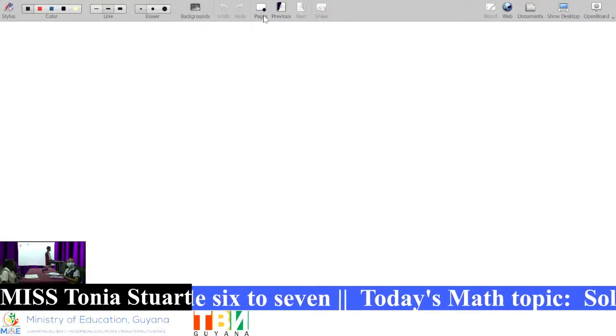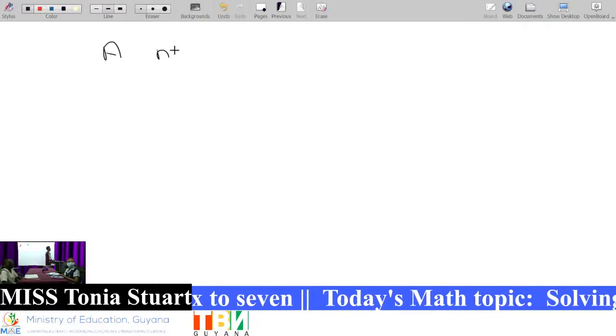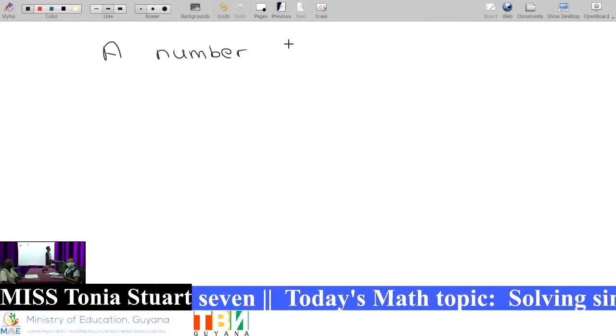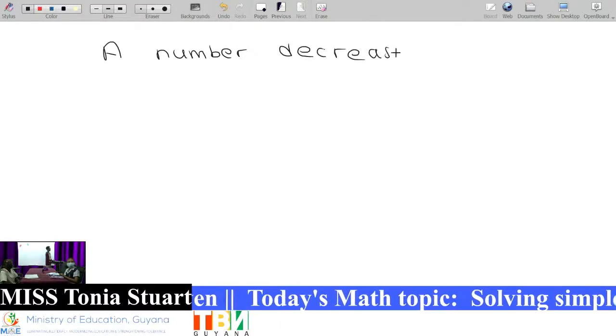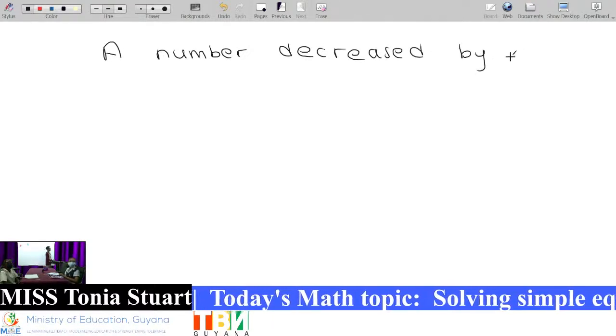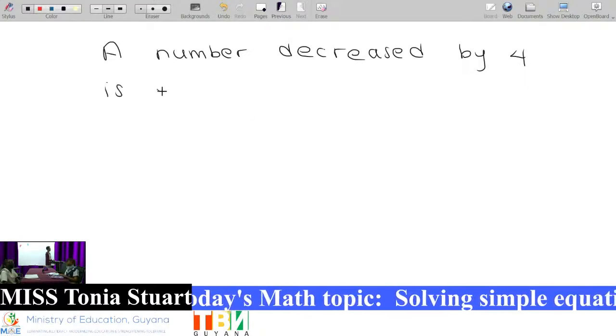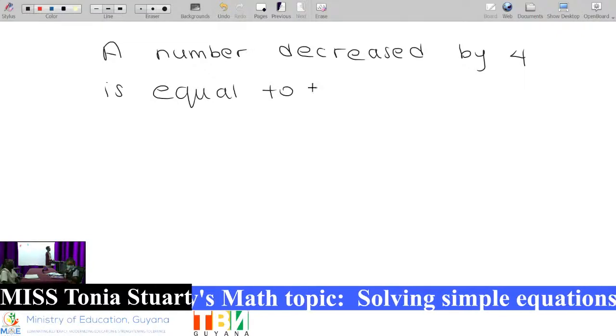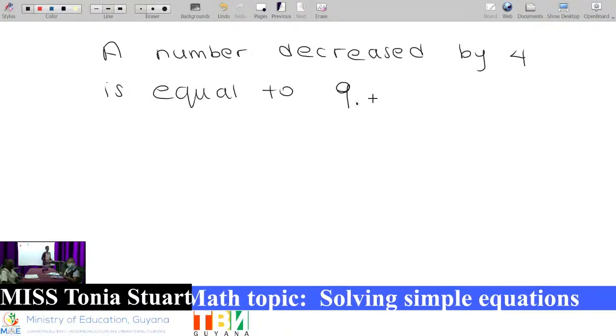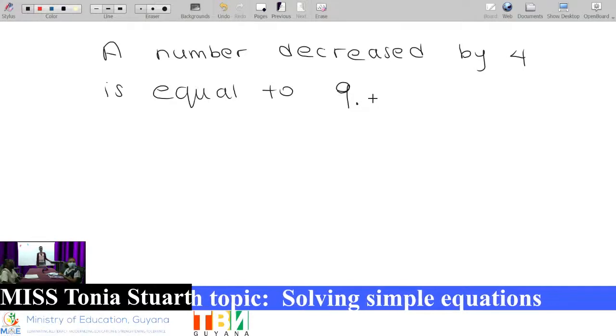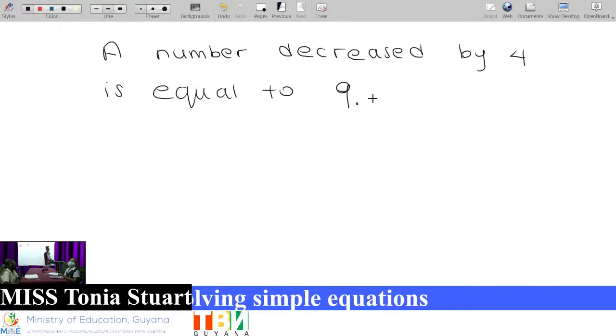Great. So a number decreased by 4 is equal to 9. Good. Again, we have an unknown number. So what is our variable? Any variable. Come on, Azaria, your turn to choose a variable. Z. So Z, what does decrease by 4 mean?